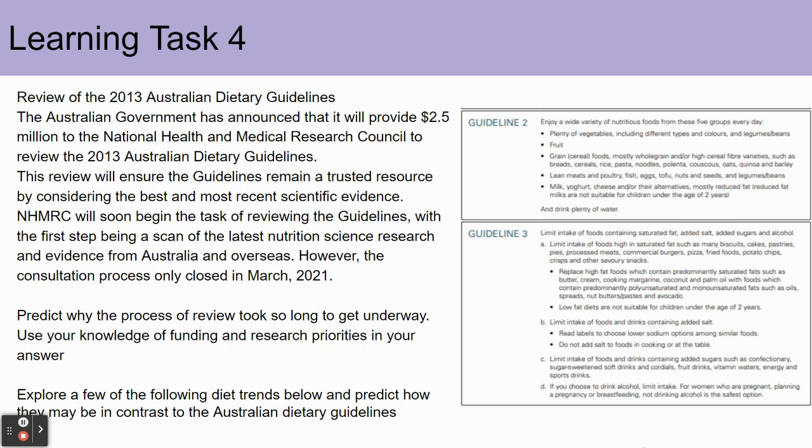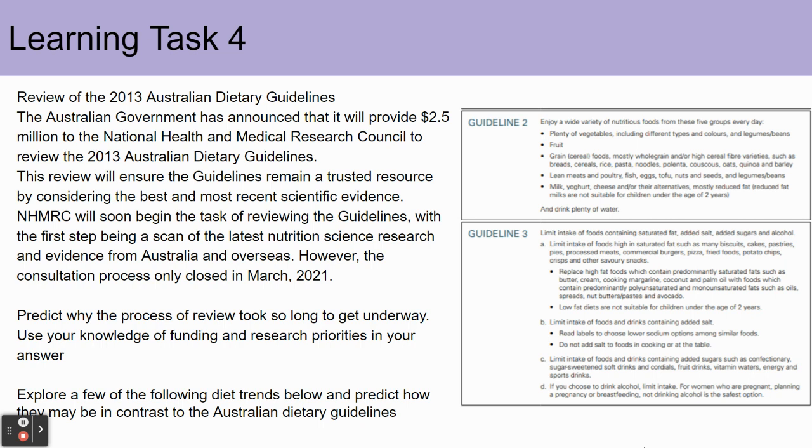So in Learning Task 4, we're going to look at the Australian Dietary Guidelines. In 2013, the Australian government announced that there would be a review of the dietary guidelines, making sure that the guidelines use the best and most recent scientific evidence. However, the consultation process alone only closed in March 2021. So 8 years and $2.5 million has been put into changing the guidelines. There are some questions I want you to answer in terms of predicting why the process took so long.